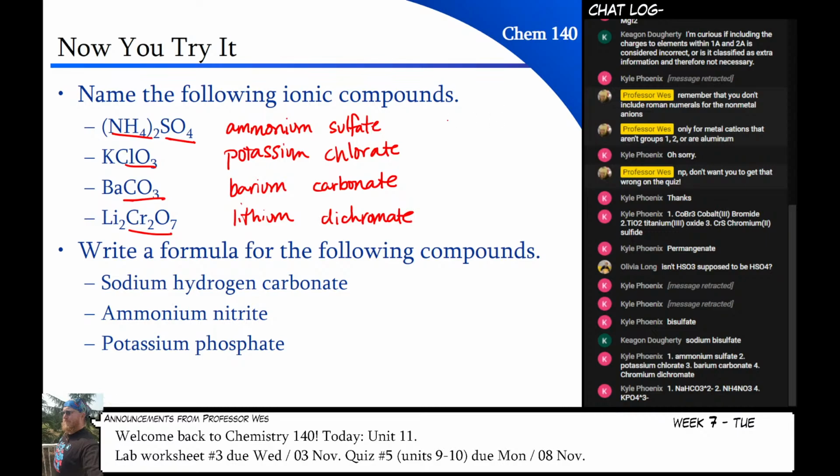And then just so you see the ions, I'm going to write what the ions are. So we've got NH4 plus and SO4 2 minus. I'm not going to balance the charges because you could do that if you want. We got barium and carbonate. And then finally lithium and dichromate. There you go. So there's those charges.